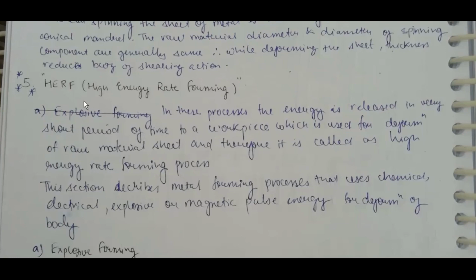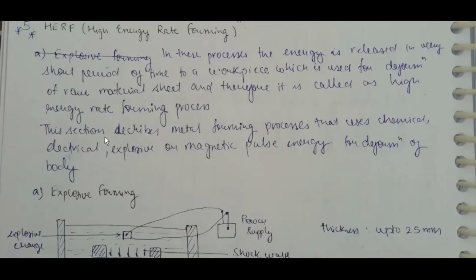HERF, high energy rate forming. In this process, the energy is released in a very short period of time to a workpiece, which is used for deformation of the raw material sheet, and therefore it is called a high energy rate forming process. This section describes metal forming processes that use chemical, electrical, explosive, or magnetic pulse energy for deformation of the body.